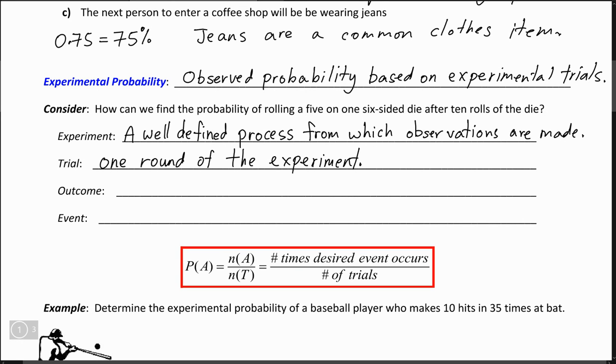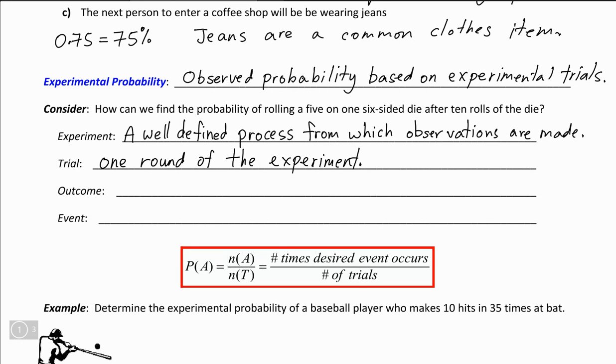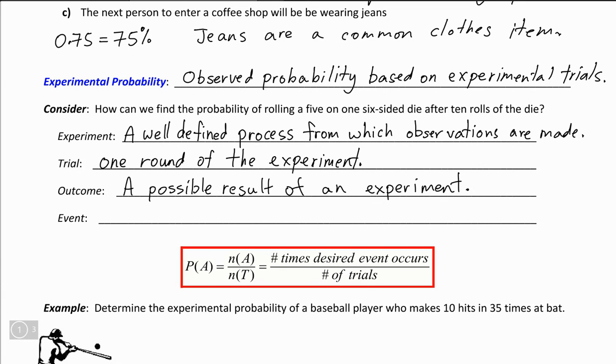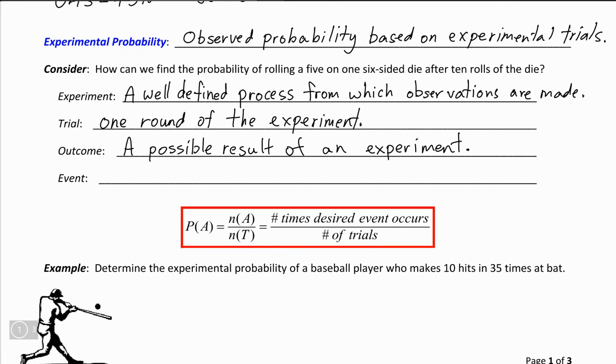Outcome. Okay, so you conduct the trial. Well, then what happens? Well, you measure an outcome. So an outcome is a possible result of an experiment. So if you're rolling a die and you roll a 1, well, that's a result. If you roll a 3, that's a result. Okay? So when I say it's a result, it's an outcome. This is the formal word we're going to use. All right? So, rolling a 5 is an outcome of rolling a die in my experiment.